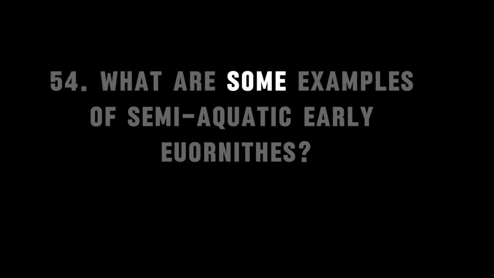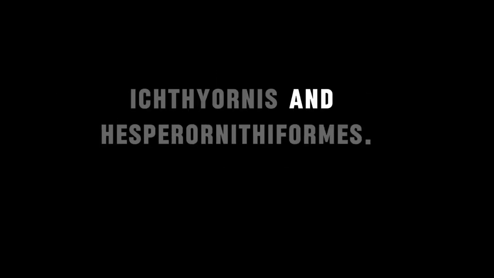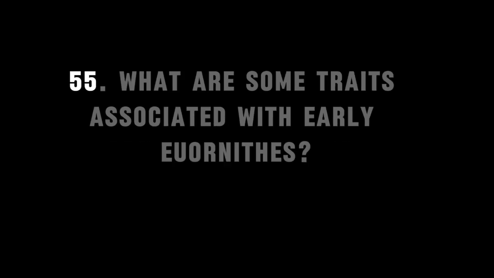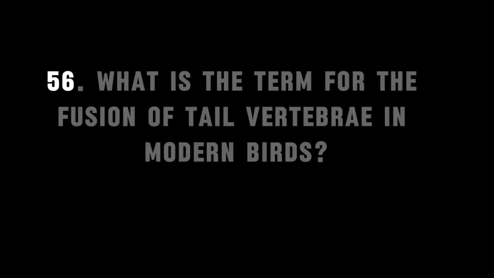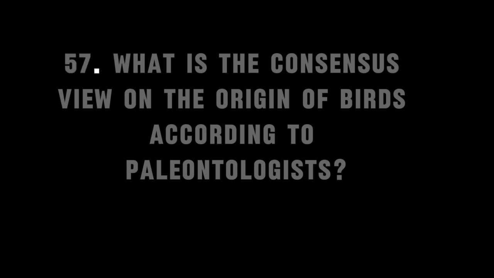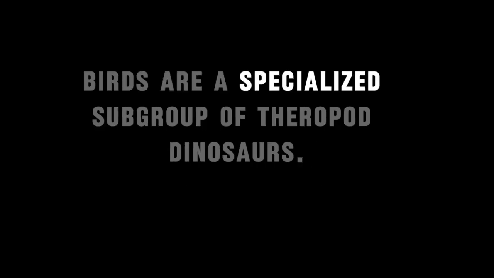54. What are some examples of semi-aquatic early Euornithes? Ichthyornis and Hesperornithiforms. 55. What are some traits associated with early Euornithes? Lack of perching adaptations. Strong-keeled breastbones. 56. What is the term for the fusion of tail vertebrae in modern birds? Pygostyle. 57. What is the consensus view on the origin of birds according to paleontologists? Birds are a specialized subgroup of theropod dinosaurs.